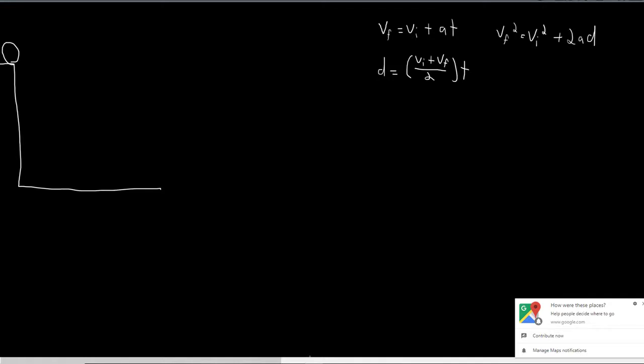All right, so today we're going to be talking about projectile motion. It's going to build off of the kinematic equations we've already gone over, specifically the three that I have laid out right here. So VF equals VI: final velocity equals initial velocity plus acceleration times time.